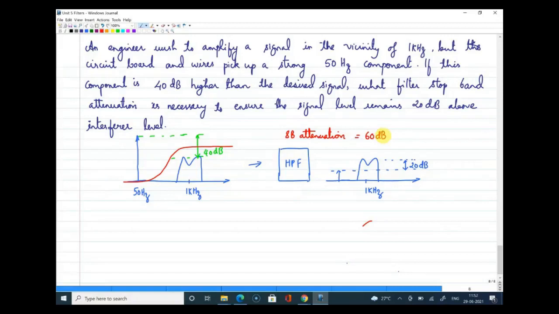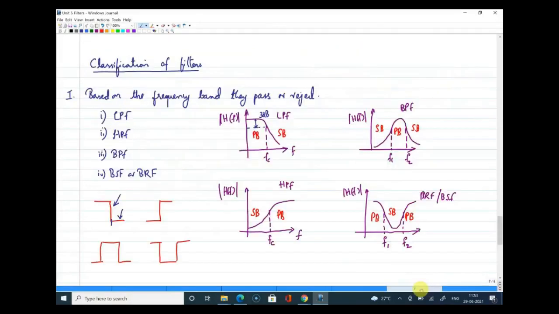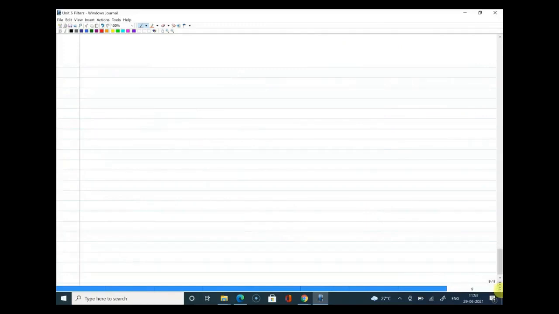All right, so this is another example. We'll quickly go and finish the classification. One classification is based on the frequency band they pass or reject. Now the second classification is based on how we implement the circuit. So the second one is based on the circuit implementation. When we say based on circuit implementation, we can classify it into two. One we call continuous time realization.